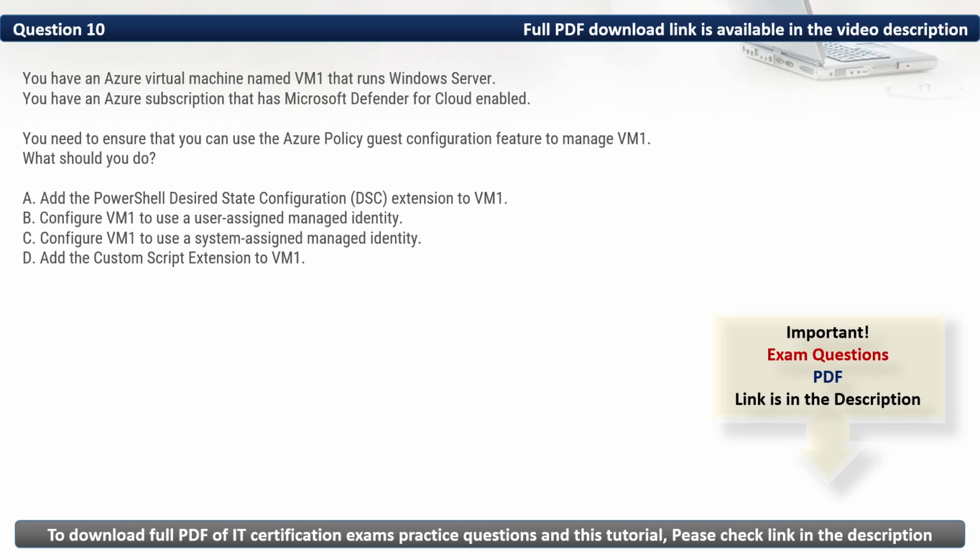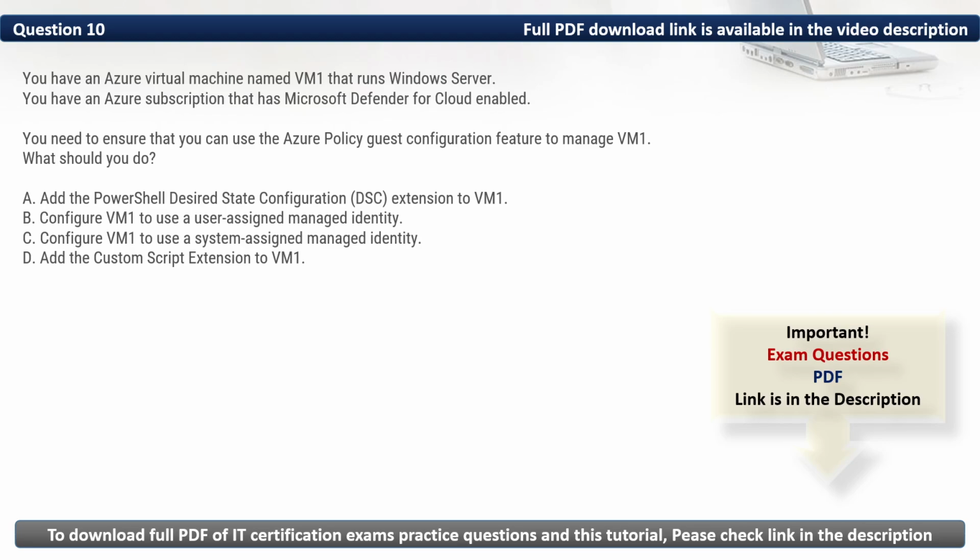Question 10. You have an Azure virtual machine named VM1 that runs Windows Server. You have an Azure subscription that has Microsoft Defender for Cloud enabled. You need to ensure that you can use the Azure policy guest configuration feature to manage VM1. What should you do? Firstly, let's eliminate the incorrect options.